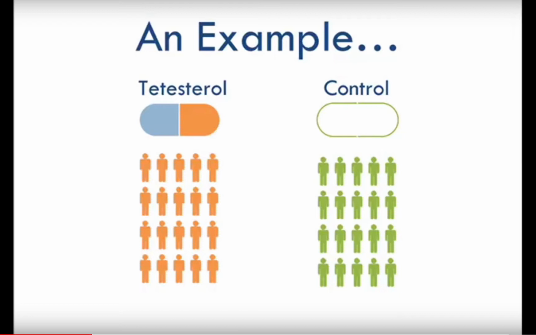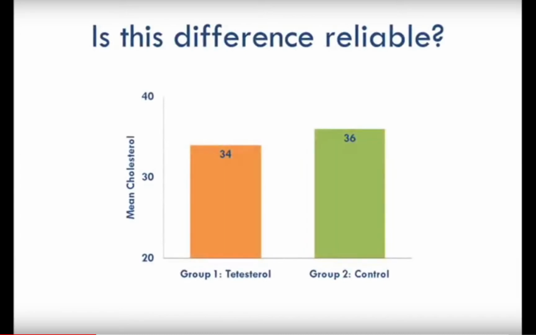They find that the control group, which didn't receive the drug, now has a mean cholesterol score of 36. The treatment group, which did receive the drug, now has a mean cholesterol score of 34. Descriptively, these two means are different. But does the drug actually work, or was this just chance?